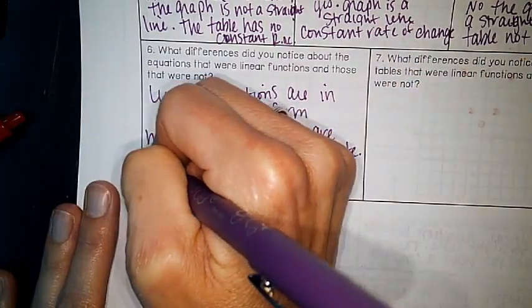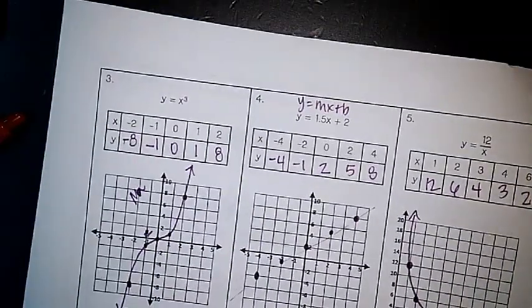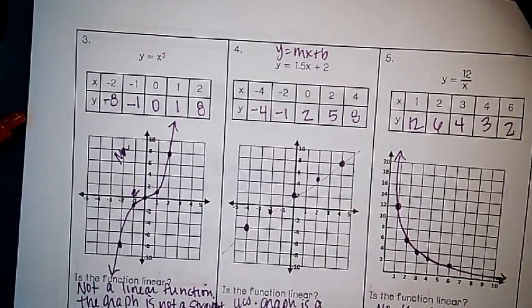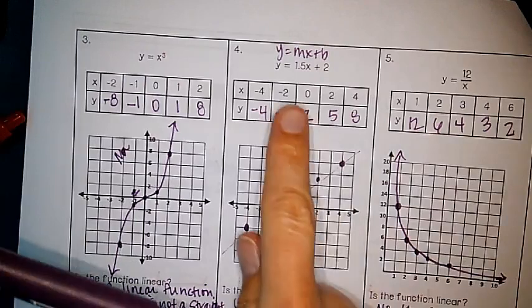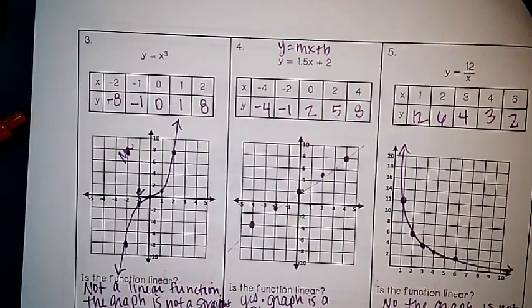What else? What form are they in? Not necessarily. There's no slope. What's different about the equation in the middle compared to the other two equations on the outside? We already said there's no slope. That's the constant rate. Yes.